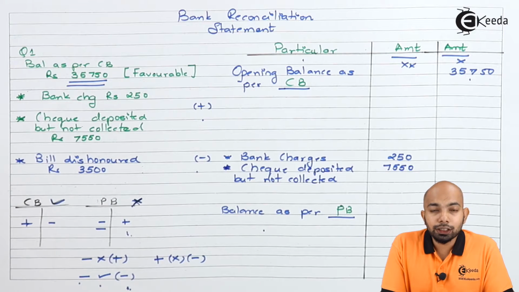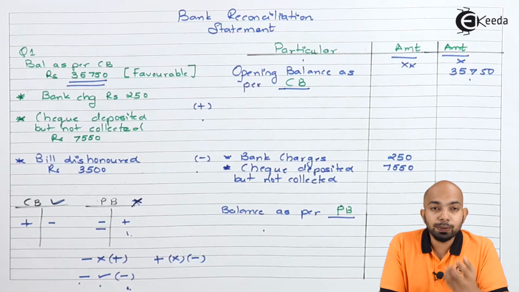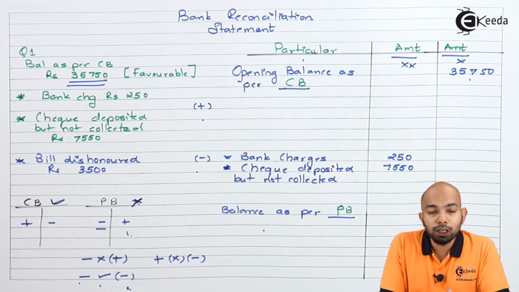Now the next transaction we'll be dealing with is bill dishonored, rupees 3,500. A bill which has been dishonored will already be entered in the passbook, as the transaction has already been mentioned and is coming from the bank. So the passbook balance has already been lowered by that amount, as the amount got dishonored. The same transaction will be recorded in the passbook.